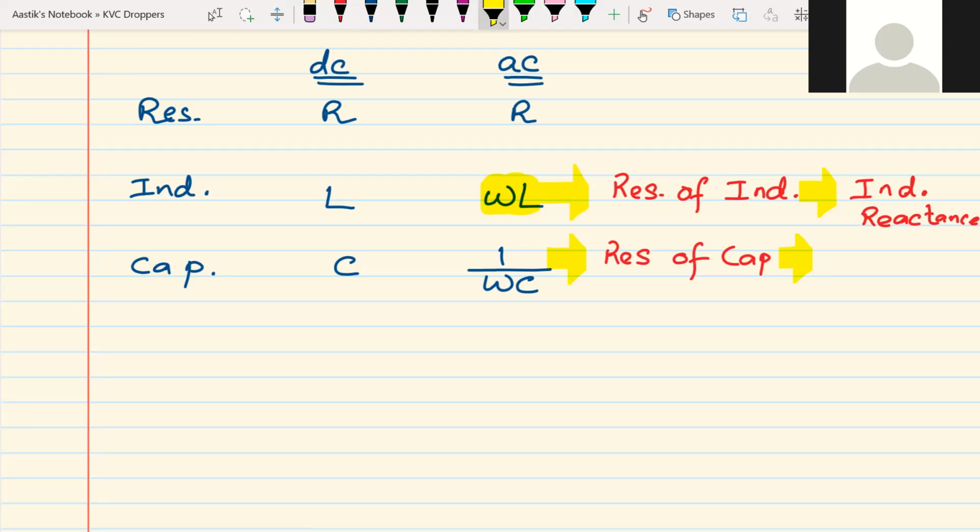Common sense. Capacitive reactance. We call it capacitive reactance. Do we understand this? Yes or no? Yes, sir. The SI unit is ohm. The SI unit of all these 3 things are ohm. Do we remember this? Do we understand this? Yes, sir. Note it down. I'll give you time.